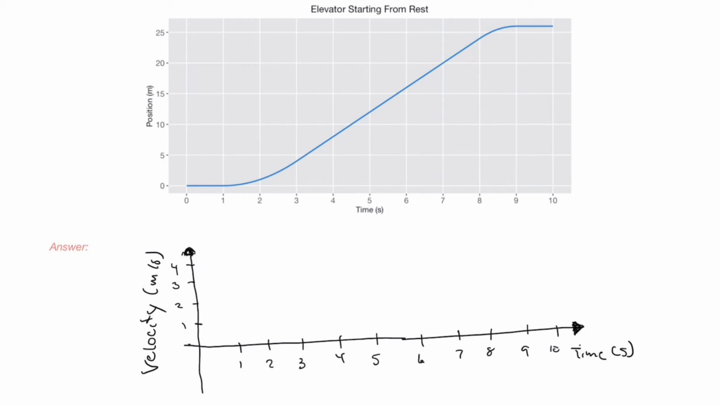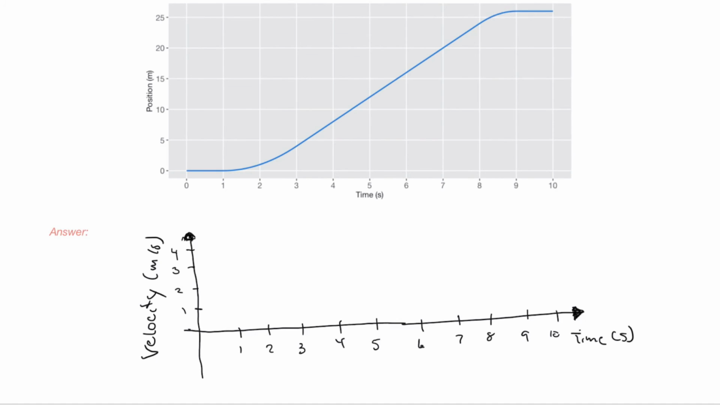Now there are a couple important points on our position versus time graph which are worth paying attention to. The first is from 0 to 1 second. The next is from 1 to 3 seconds, then from 3 to 8 seconds, then from 8 to 9 seconds, and finally from 9 to 10 seconds. From 0 to 1 second and from 9 to 10 seconds, the elevator is stopped. We can tell this because its position is not moving, and so we know how to calculate its velocity. If it's not moving, its velocity is 0, so we can go ahead and fill that in on our graph.